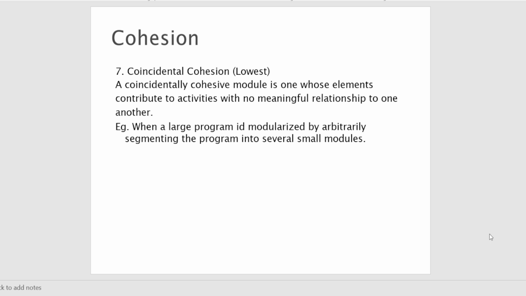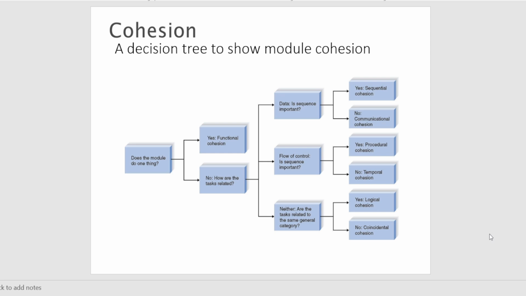We have five couplings as well. The first type of coupling comes later; this is a decision tree of the cohesion. I will pause it for you. You can pause this video and study this decision tree and keep it in mind, because it will help you in deciding. If I give you a scenario, you can decide which type of cohesion it is.